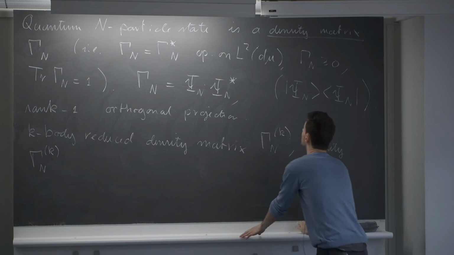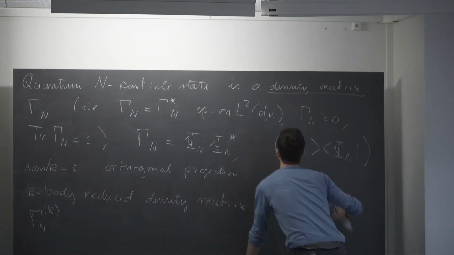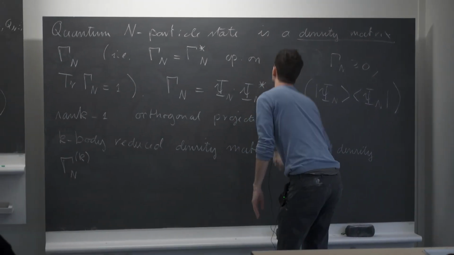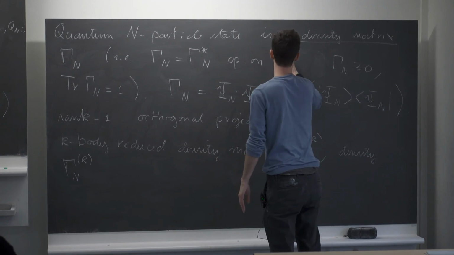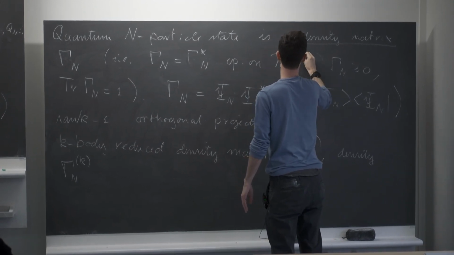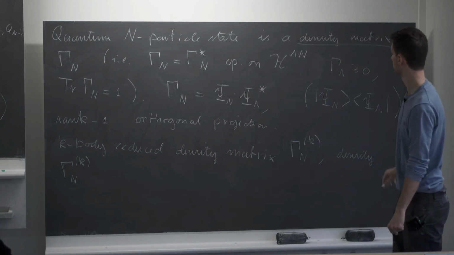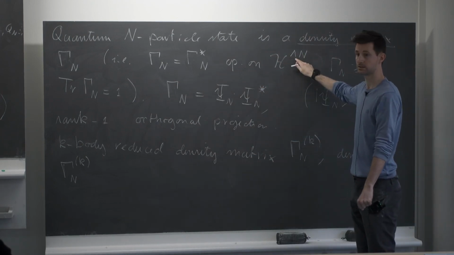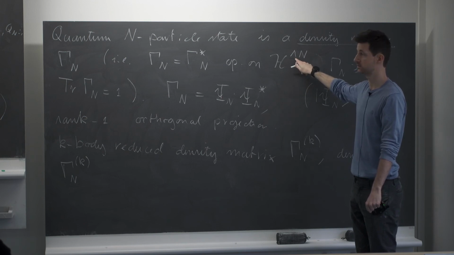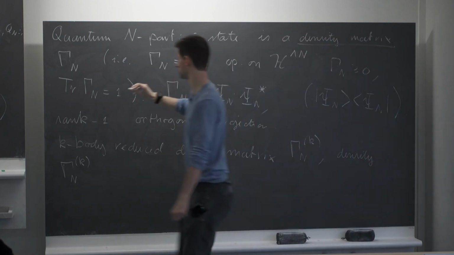Sorry, this of course was not correct. Okay, so I'm working on n particle space. Is this symbol clear? It's the nth exterior power. So this is going to be the projection.